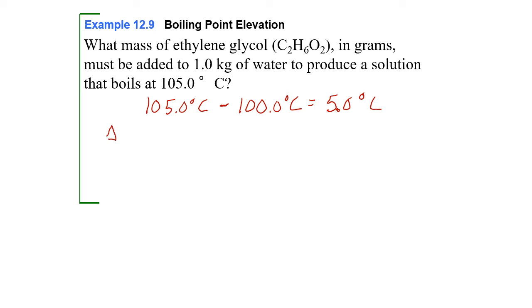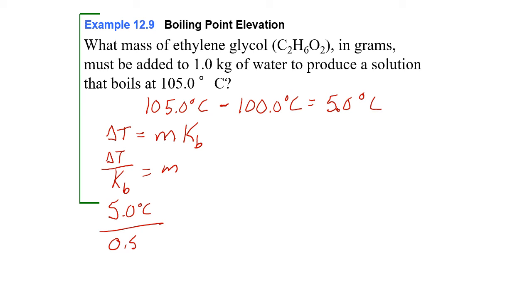So if we want to find our change in temperature, it is equal to our molality times Kb. Kb is a constant for water. We know our change in temperature. We know the constant, so we can solve for our molality. So 5 degrees Celsius, the Kb for water is 0.512 degrees Celsius per molal. And so our molality is 9.77 molal.